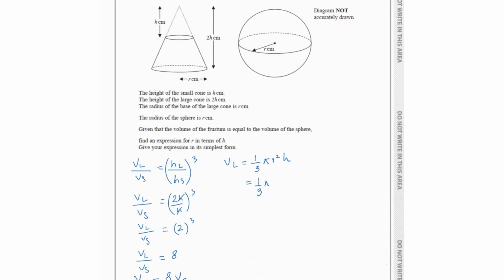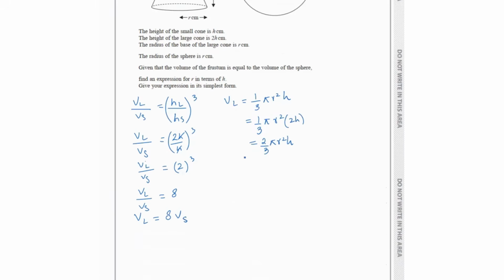So 1 over 3 pi r squared, r is r, h is 2h. So 2 over 3 pi r squared h is the volume for the large cone. So the volume of the small cone is going to be 1/8 of that. That's going to be 2 ones are 2, that's 4. So that's 1 over 12 of pi r squared h. That is the volume of the small cone.